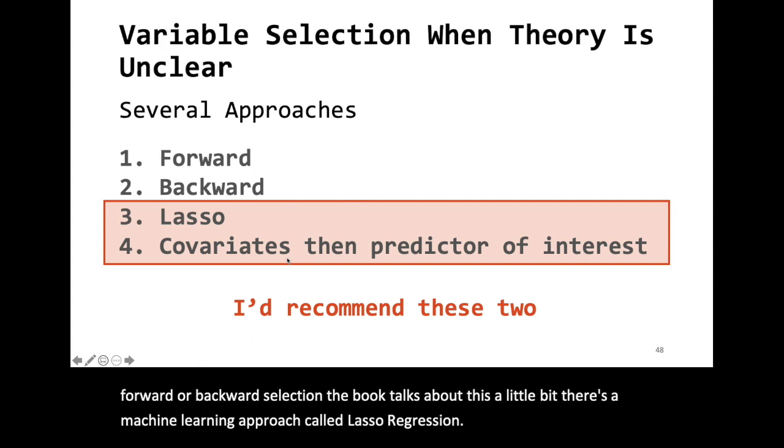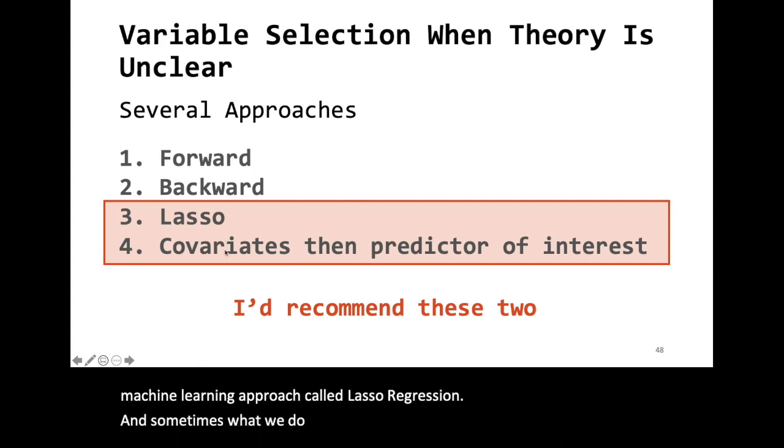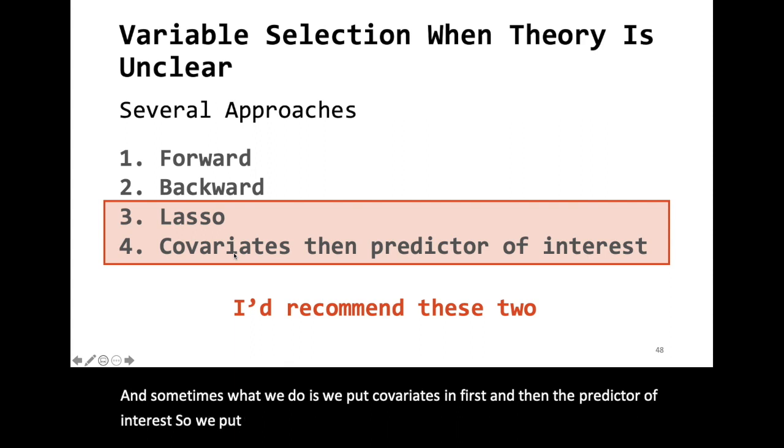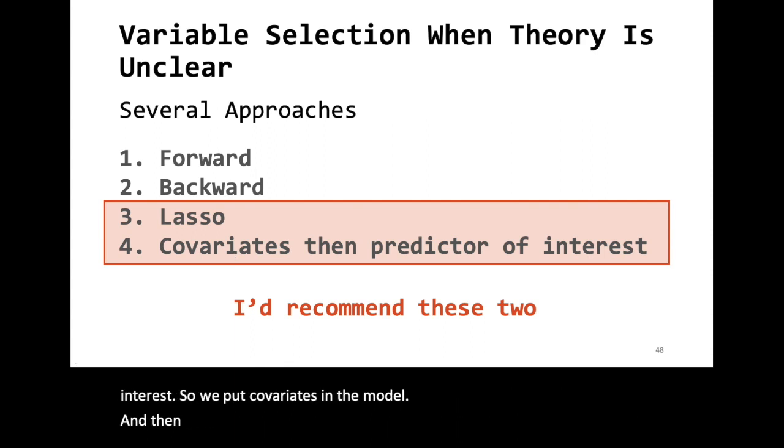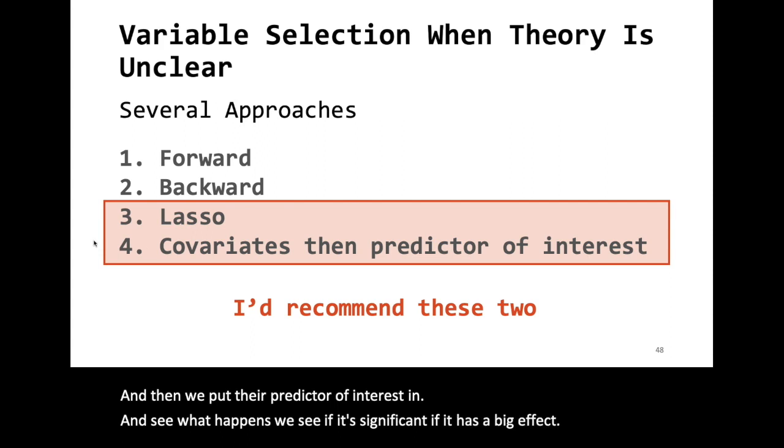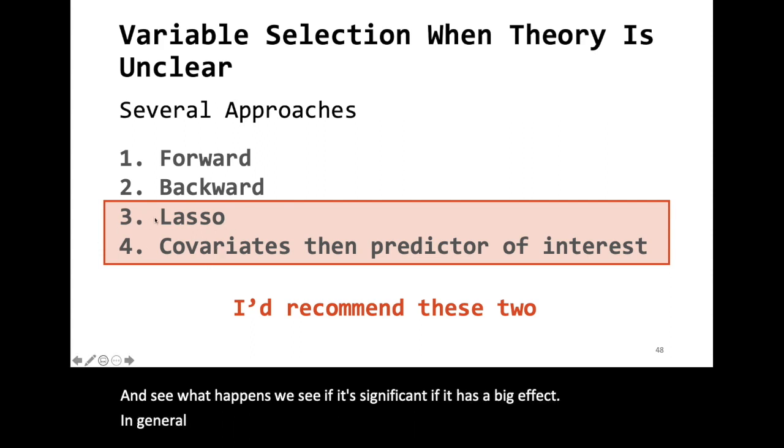And sometimes what we do is we put covariates in first and then the predictor of interest. So we put covariates in the model and then we put the predictor of interest in and see what happens. We see if it's significant, if it has a big effect. In general, I'd recommend these two. We don't talk about this one. This is a good approach: the covariates, then predictor of interest.